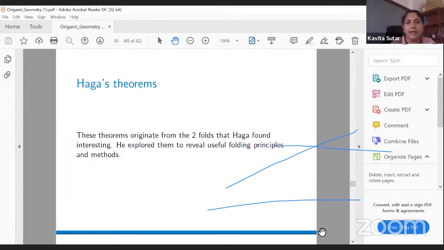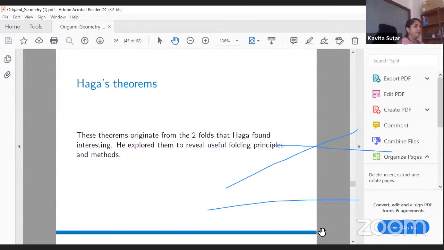So Hager's theorems, I will quickly show you the first Hager's theorem because I think it will pique your interest. It is something that you can also try. As I said, I will share the resources with you, so with those resources, you will be able to try these axioms for yourself.